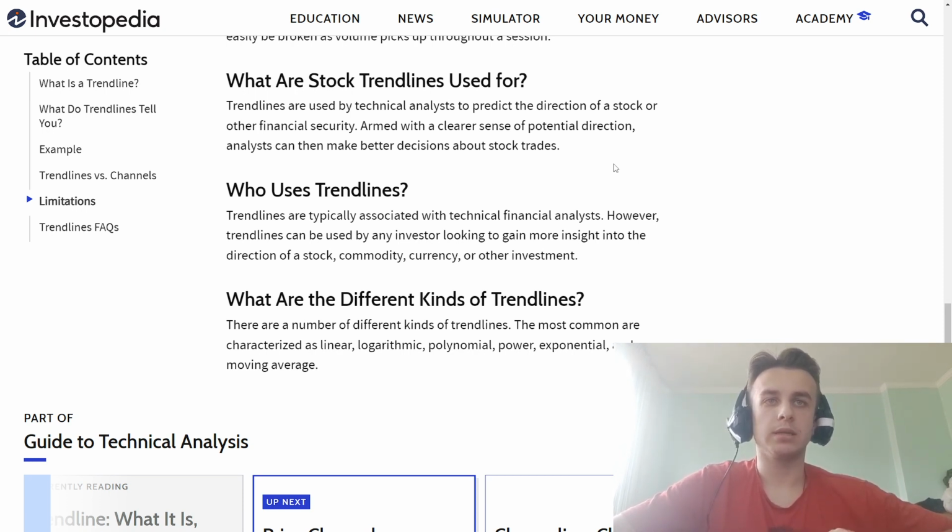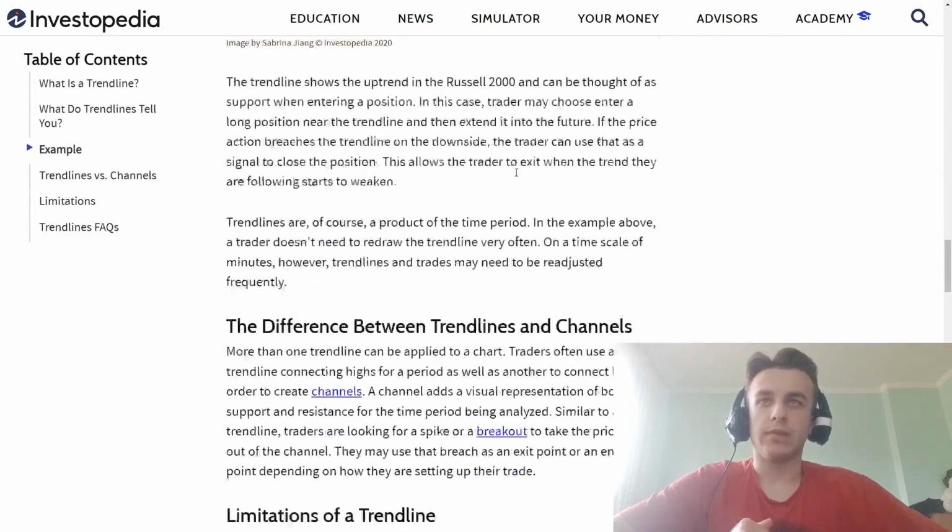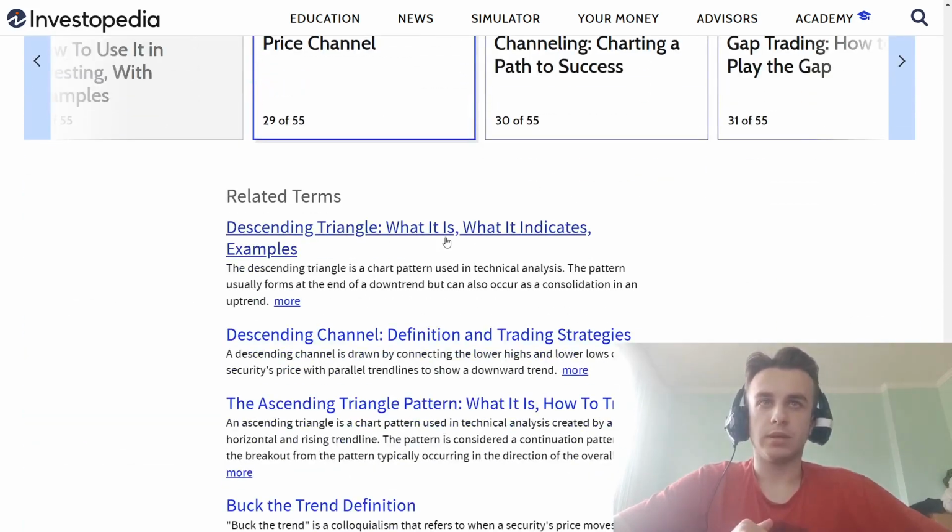What are the different kinds of trend lines? There are a number of different kinds of trend lines. The most common are characterized as linear, logarithmic, polynomial, exponential, power, and moving average. Let's go on to the next part.